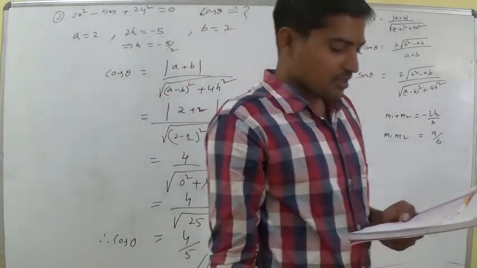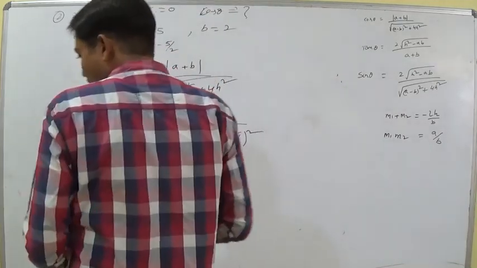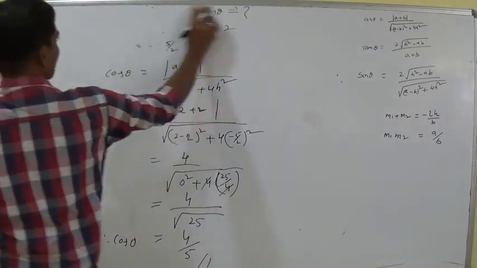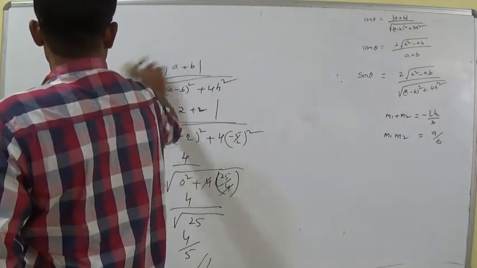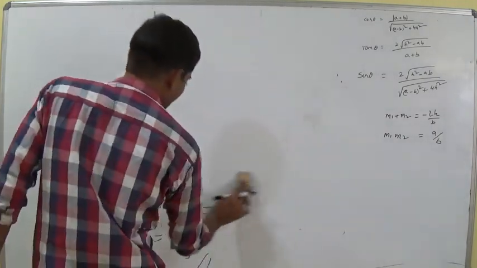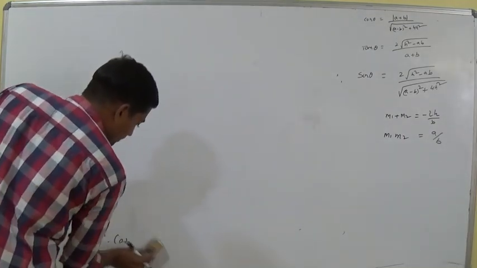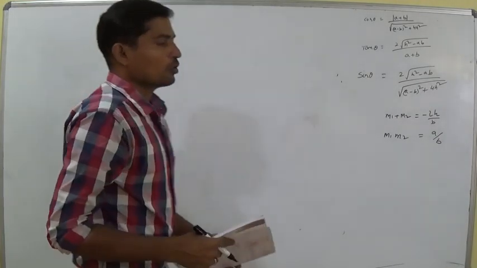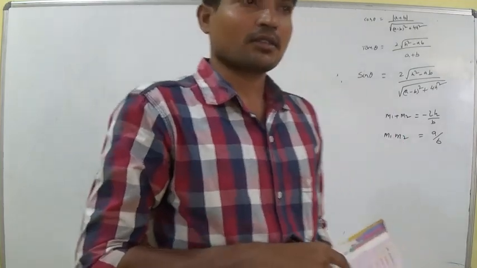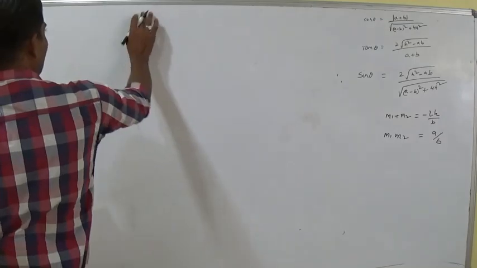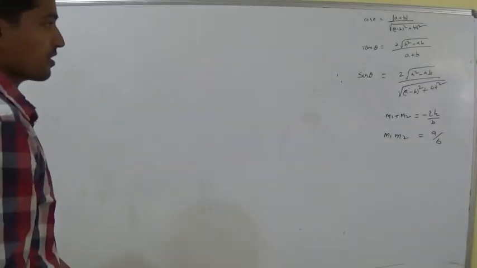Next, sin theta value. Third one, sin theta. Given equation xy plus y square is equal to 0. What is the formula for sin theta? Sin theta is equal to 2 into square root of h square minus ab by a plus b, square root of a minus b whole square plus 4h square.